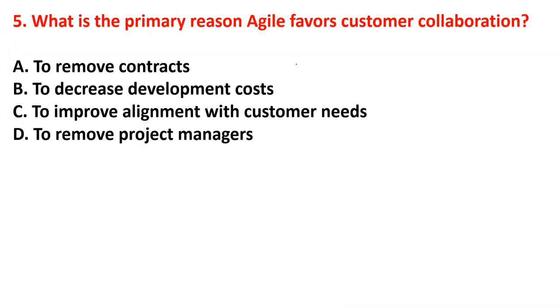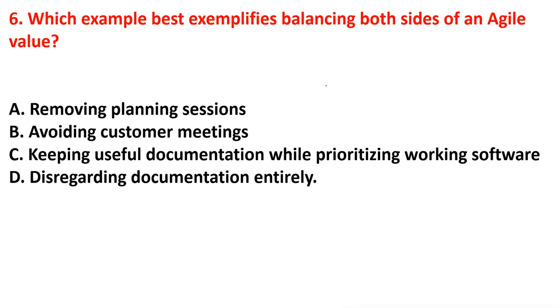Question number 5: what is the primary reason Agile favors customer collaboration? Why do we need customer collaboration? To remove contracts? No. To decrease development cost? No. To improve alignment with customer needs, or to remove project manager? No. This is the best choice. Why does Agile favor customer collaboration? To improve alignment with the customer needs, because we want to know what the customer needs or expectations are. According to that, we have to make our product.